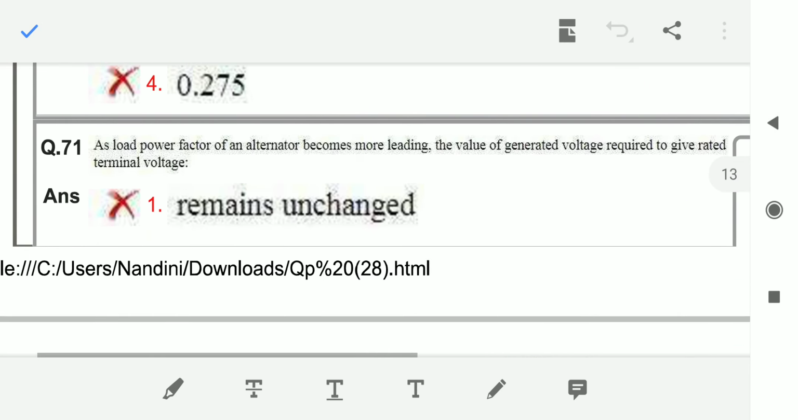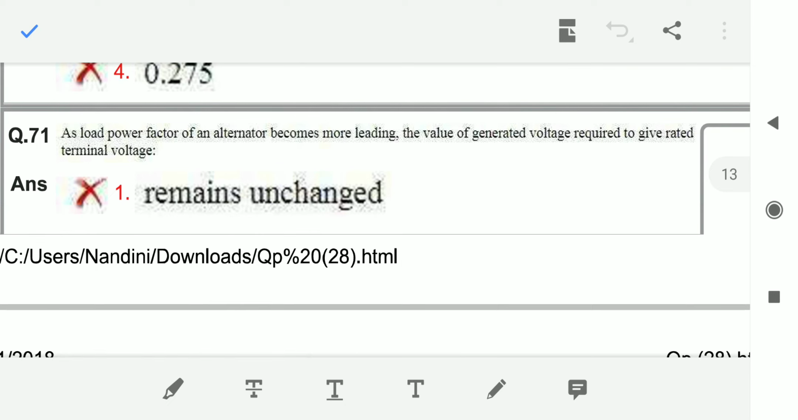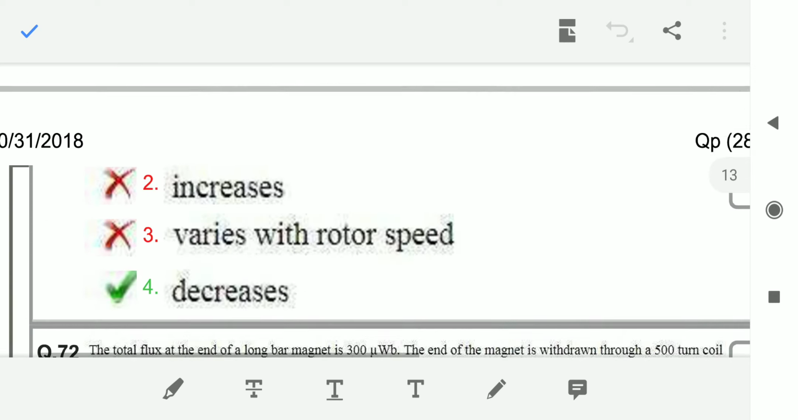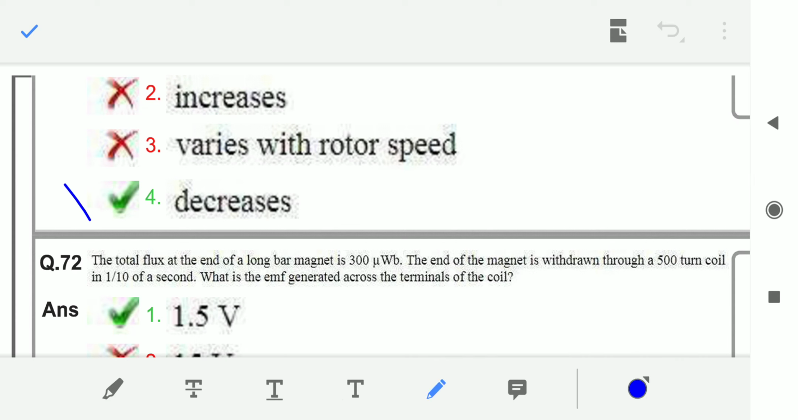Next, as the load power factor of an alternator becomes more leading, the value of the generated voltage required to give the rated terminal voltage. When it is more leading, definitely the voltage will be reduced. The generated voltage for the terminal voltage will definitely be reduced, right? So option D, decreases, is the right answer.